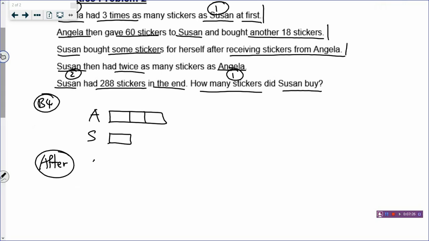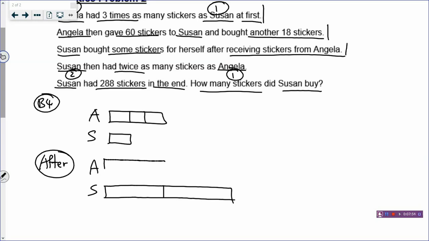So Angela and Susan. Now I don't know how exactly to draw. Now you know that Susan will have more because Susan had twice. So you just draw. You don't know whether it is more than before or less than before. Never mind, you just assume. Just draw a rectangle, and then cut it into 2 boxes. Right, 2 boxes. And then Angela will have 1 box. Okay, so now you can see that Susan had twice as many as Angela.